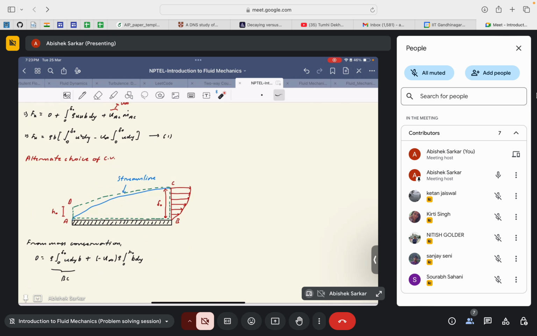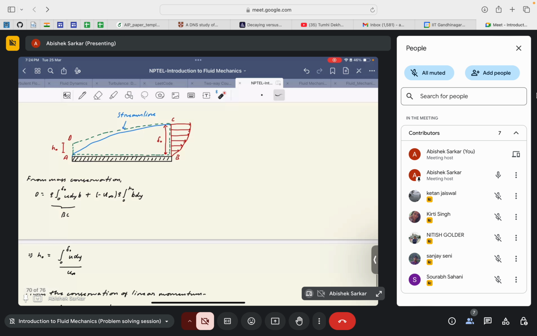Okay, so did you understand this part? Is it clear till now why we choose this kind of control volume? Or if there's any doubt, you can ask. Okay, or else I will proceed further. You eventually understand more when you start solving some problems. So let me quickly finish this part and then start the Q&A portion.